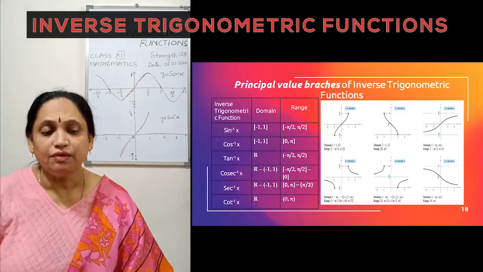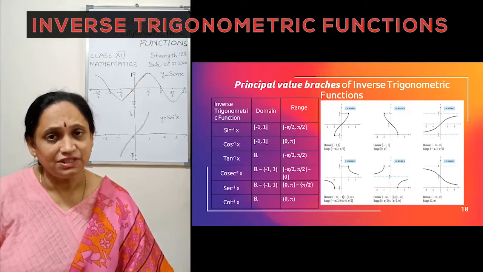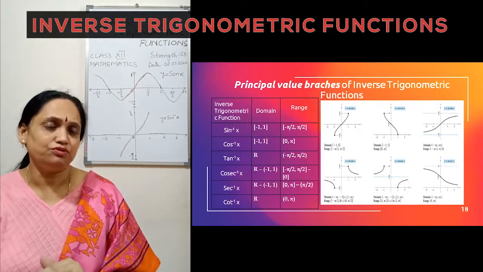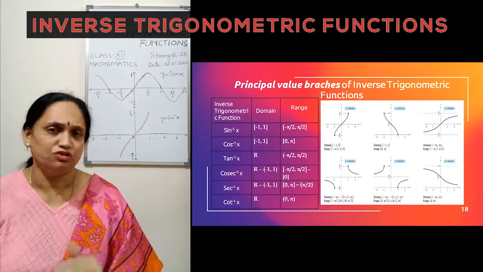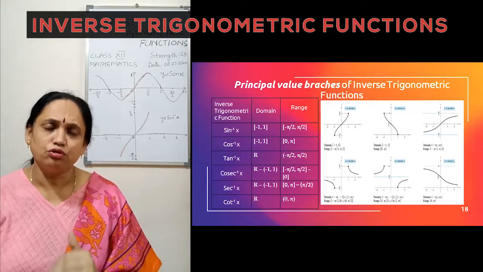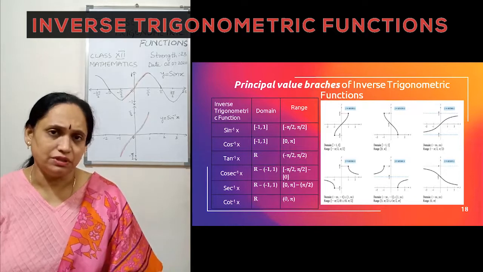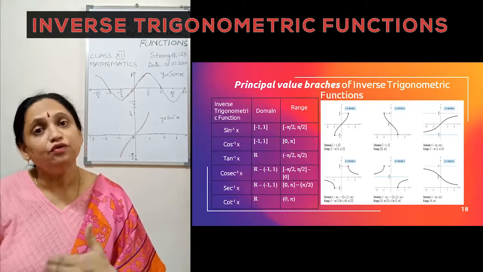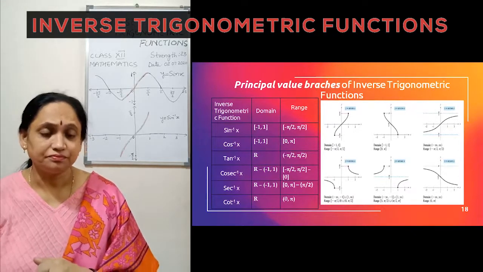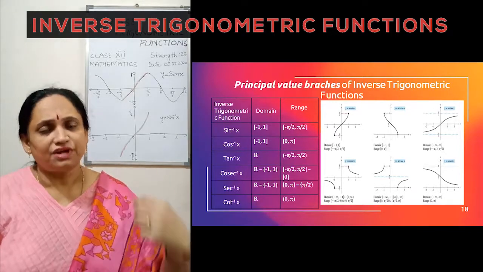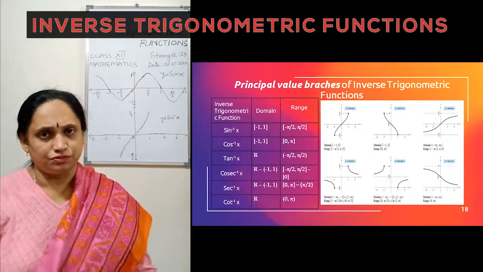Similarly, if you look at the principal value branch of tan inverse, it is the open interval minus pi by 2 to plus pi by 2. So it's very easy. It is in the first quadrant or fourth quadrant. All the positive numbers would give the angle in the first quadrant, and all the negative numbers would give the angle in the fourth quadrant. So in this way, you can remember all the inverse values.